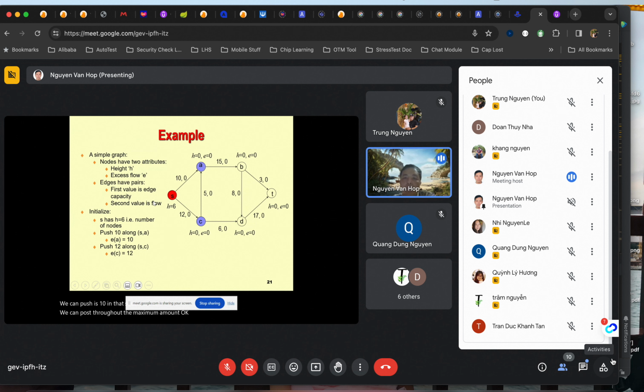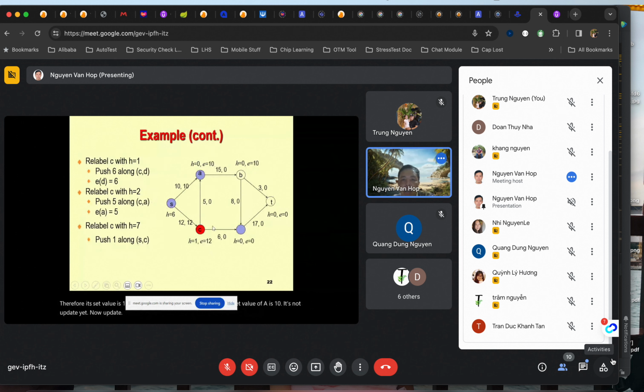Okay, therefore the excess flow of node E: you see that they receive 10, but on this side it is 0. Therefore, the excess value is 10 on this side, and 0 and 0 on this side. Therefore, the excess value is 12. Right? Okay. The excess value of E is 12, and the excess value of A is 10. It's not updated yet. Now we update that. It's 12 and H, don't pay attention to H.